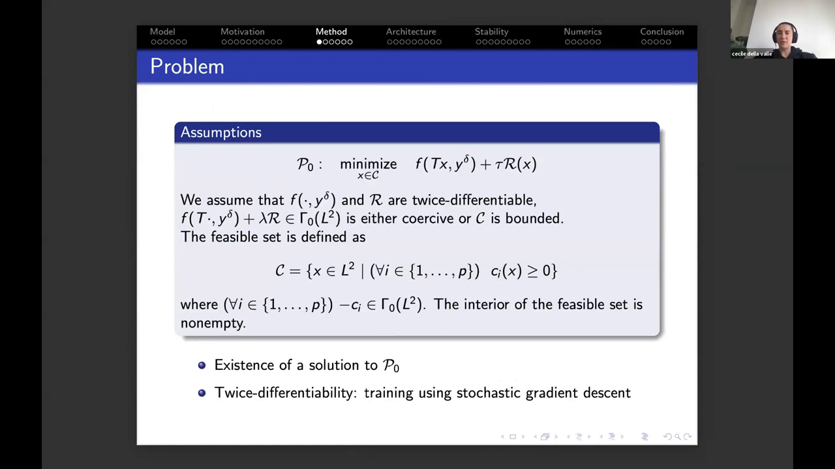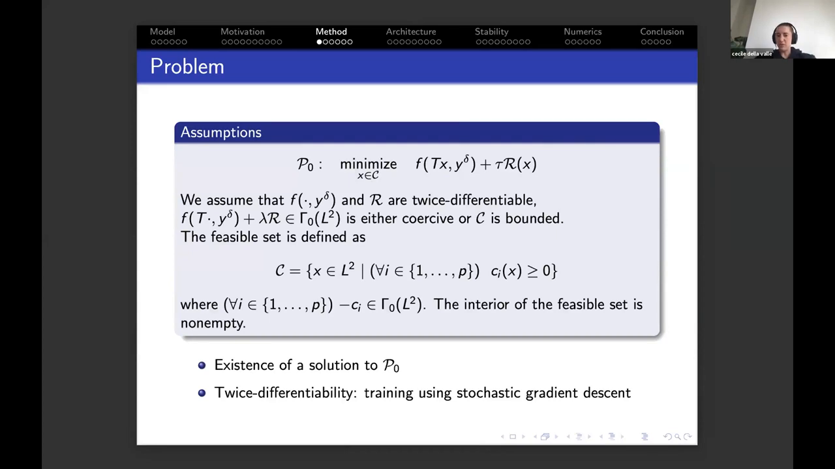So, our method; let's go back to our problem. I made assumptions to assert that there is a solution to our problem. I define the problem P0: it's still the same problem, to minimize on a feasible set a data fitting term and a regularization term. I assume that both terms are twice differentiable, and the sum is either coercive or C is bounded. I define the feasible set as a finite number of conditions, and I say that the interior of the feasible set is not empty. That provides the existence of a solution to P0.